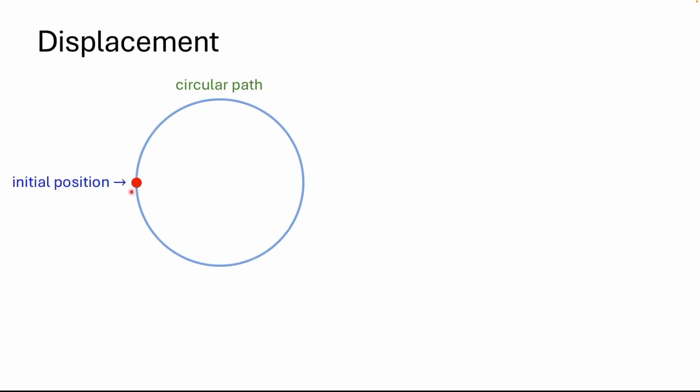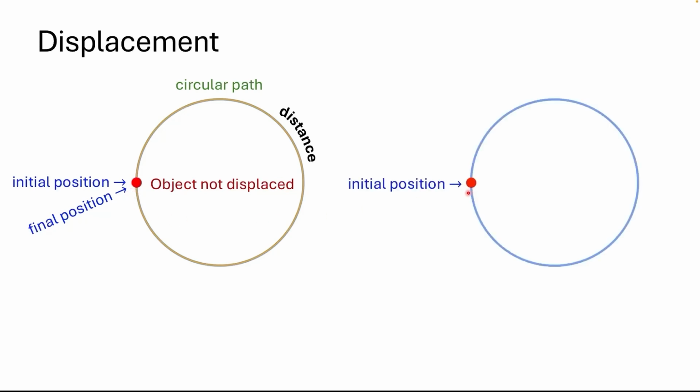Next, we will focus our attention on displacement. I am considering an object on a circular path. This is the initial position of the object. The object moves on the path and returns to the initial position. So, the final position is the same as the initial position. What is the distance traveled by the object? The distance traveled by the object is the length of the path, which is the circumference of the circle. You see that, at the end, the object is not displaced, because it is at the same position where it was before.